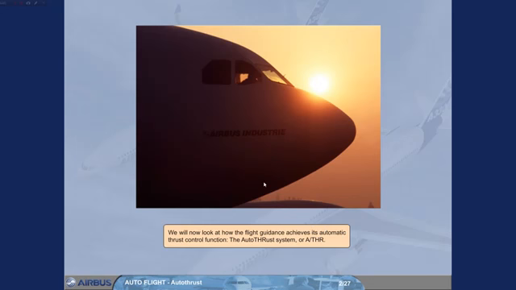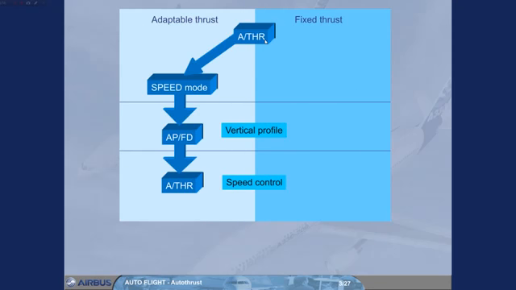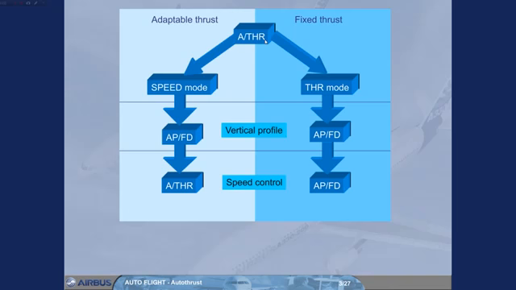We will now look at how the flight guidance achieves its automatic thrust control function, the Autothrust system or Autothrust. The Autothrust can work in two different modes. Speed mode: the Autothrust continuously adjusts the thrust in order to maintain a target speed or Mach, e.g. during cruise or approach. Thrust mode: the Autothrust sets a given thrust, e.g. max climb or idle.